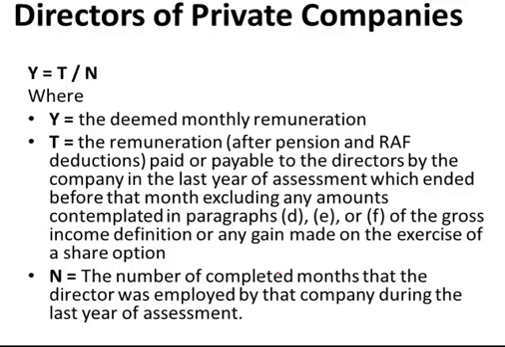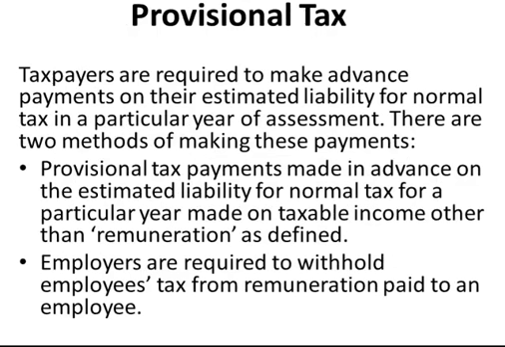For directors of private companies, they have a formula which is Y is equal to T over N, where Y is the deemed monthly remuneration, T the remuneration paid in the last year of assessment, and N is the number of completed months that the director was employed by that company during the last year of assessment.